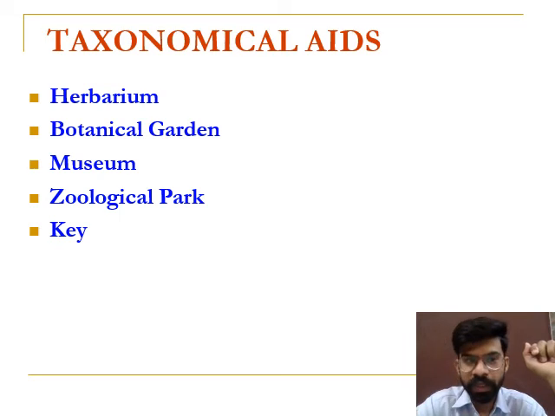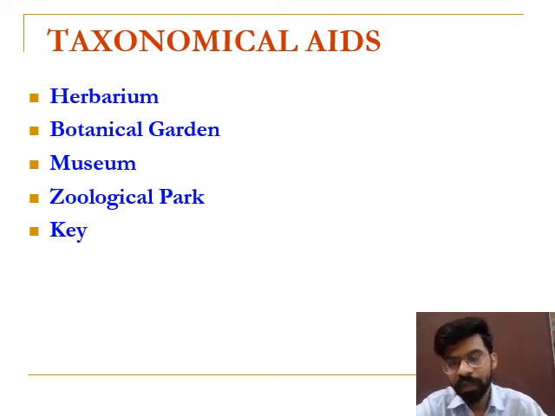Then museum is an area where dead specimens of plants, animals or bones are preserved in a container or in a jar, so that we can identify the different organisms. For example, in our history, dinosaurs were present, so dinosaur fossils are preserved in a particular museum, so that we can easily visit the museum area to identify the different characteristics.